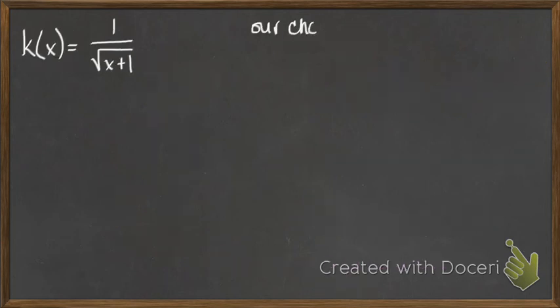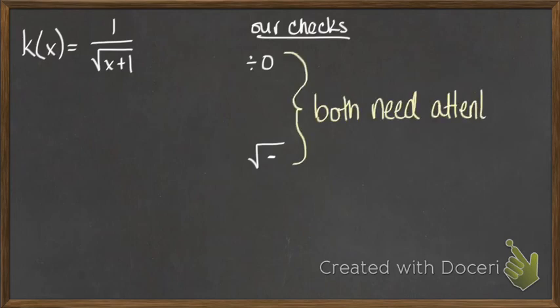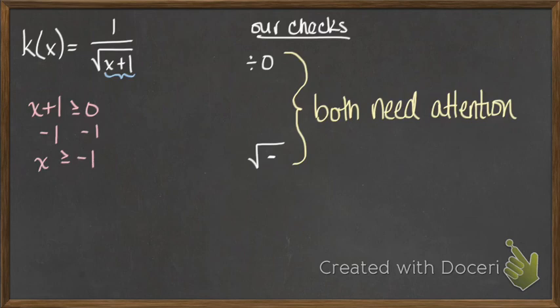Final example. Here we have both variables in a denominator as well as a radical present. So that doesn't change anything about our thinking. Both of these things need our focus. So starting with the idea of the radical, we don't want to take square roots of negative numbers, so x plus 1 needs to be greater than or equal to 0. If we solve that through, that means that x is greater than or equal to negative 1.